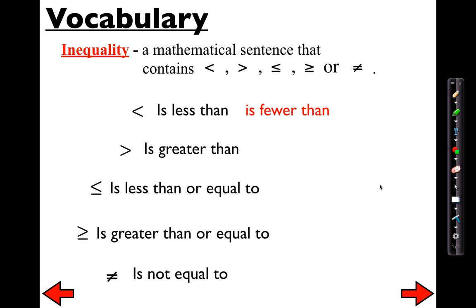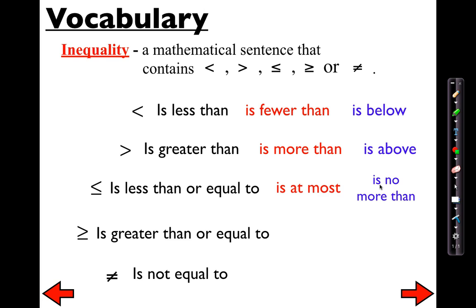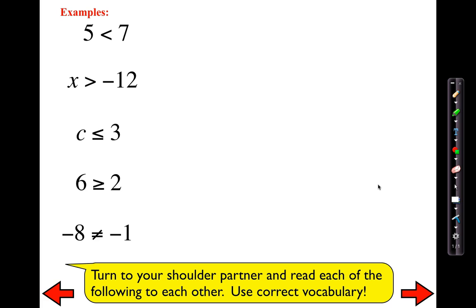So just a quick recap. For less than, you're going to see is fewer than, is below. For greater than, you're going to see is more than or is above. Is less than or equal to, you're going to see is at most or is no more than. And greater than or equal to, you're going to see is at least or is no less than. So at this point, what I'd like you to do is go ahead and pause the video and practice reading these out loud.